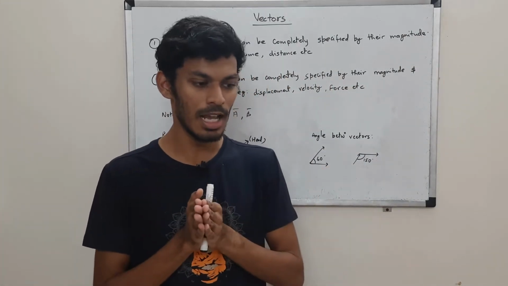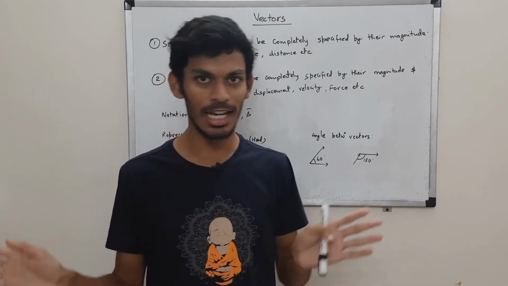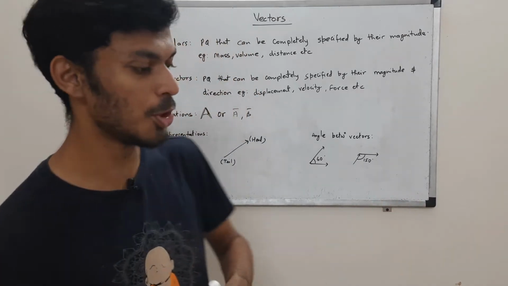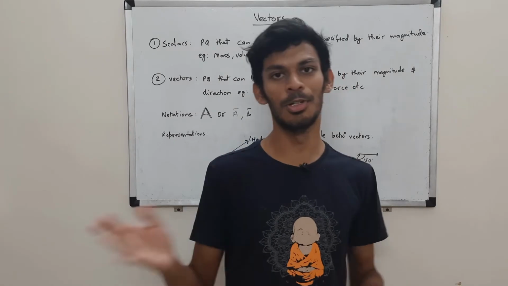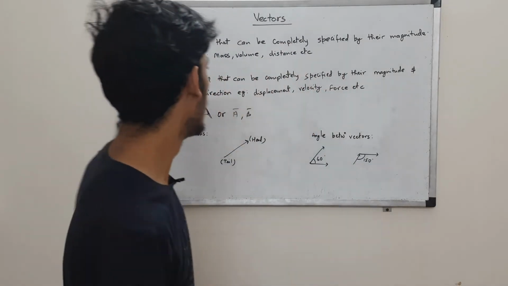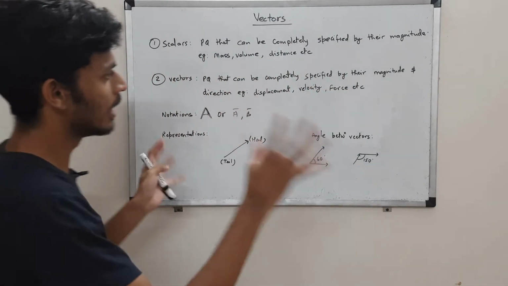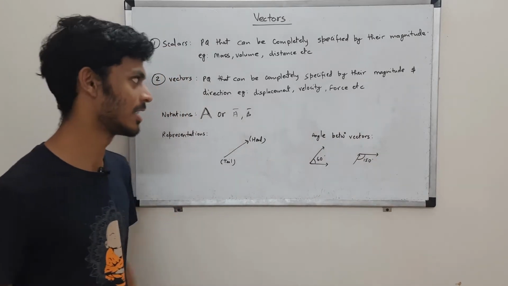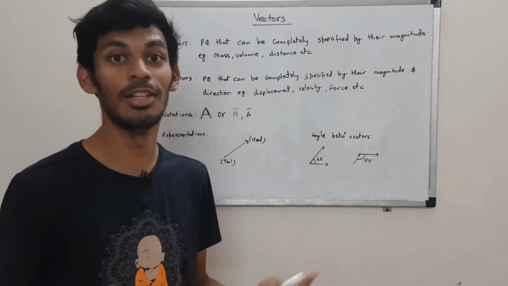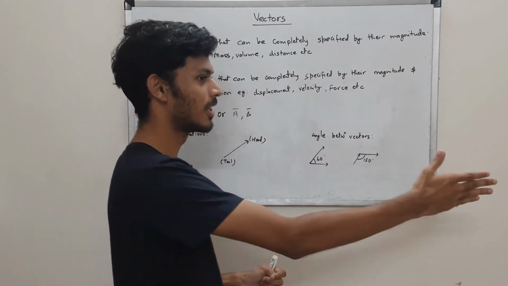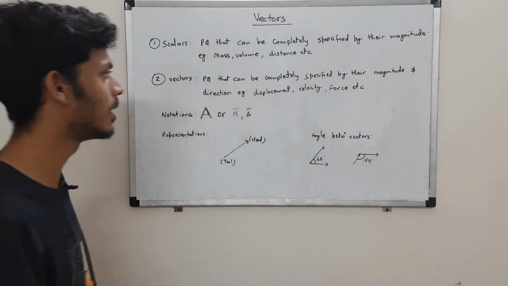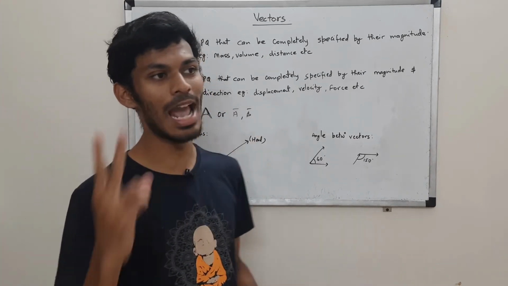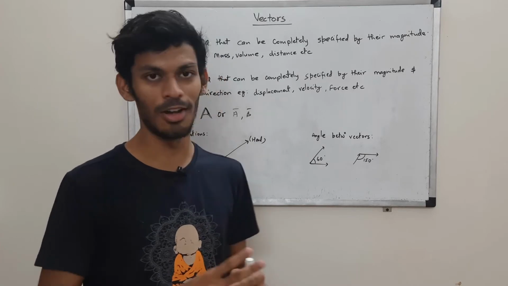Displacement has a particular direction. You need to specify the direction: 2 units on the left hand side, 2 units on the right hand side. So those are vectors. You need the magnitude as well as the direction. Velocity, 1 meter per second, in what direction? In the northward direction, whatever. So you need to specify both the magnitude and the direction for your vector.